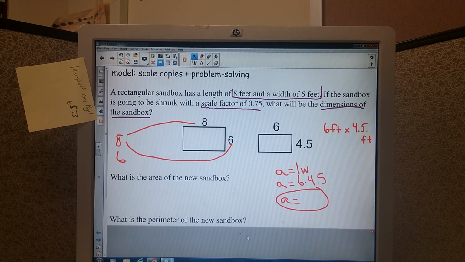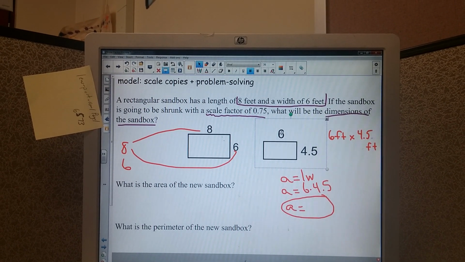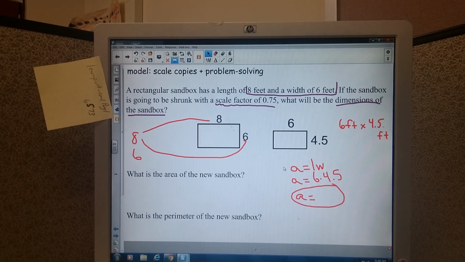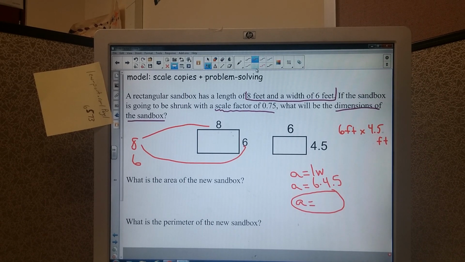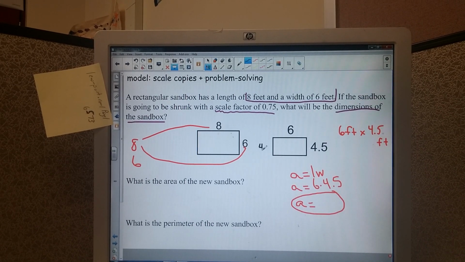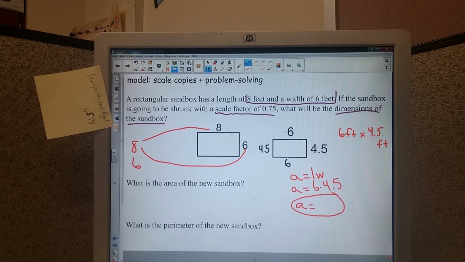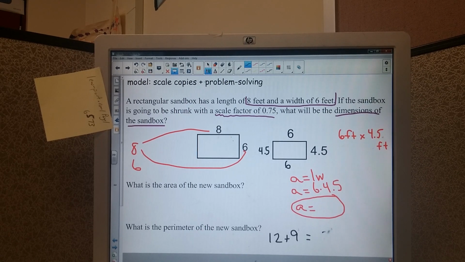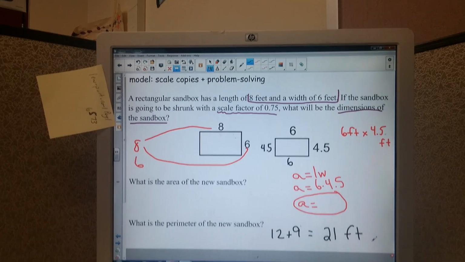To continue to follow up here, if I need the perimeter of the new sandbox, well, I know that perimeter is the distance around an object. It's all 4 sides. So a common mistake for perimeter would be to say 10.5 and just add those sides up. But no, we need all 4 sides. So that's also 4.5 or 4.5, and that is also 6. So when I add up all my sides, 6 plus 6 is 12. 4.5 plus 4.5 is 9. So my perimeter is going to be 21 feet.